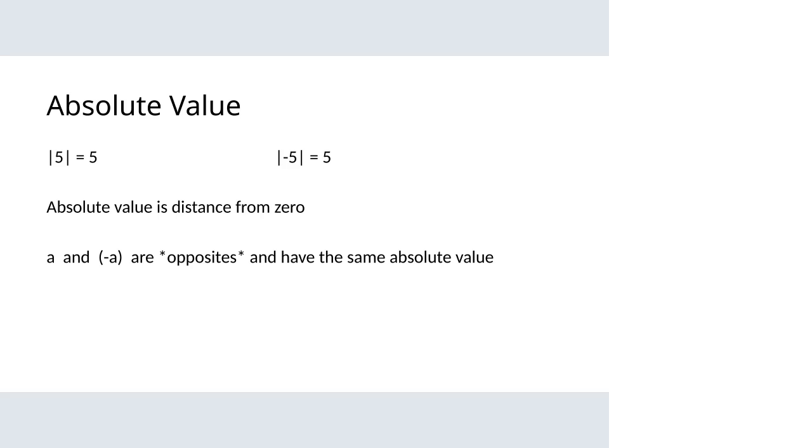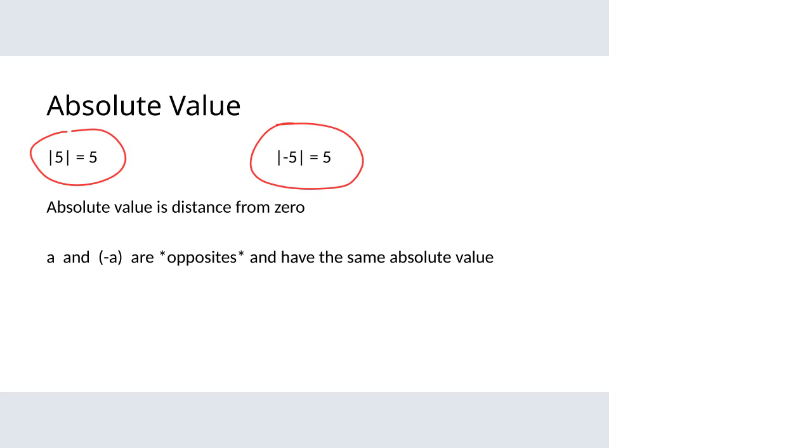A key topic in section 3.4 is the topic of absolute value. I'm positive you've encountered absolute value sometime before. Absolute value is where you see a number written between two vertical bars like that. The absolute value of 5 is 5. And then to go along with that, we could also say that the absolute value of -5 is 5.